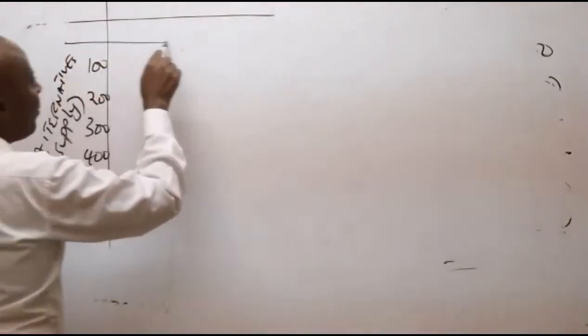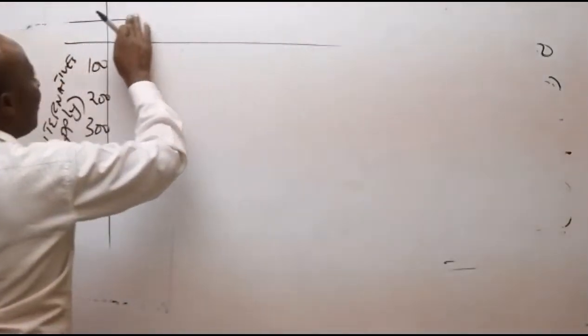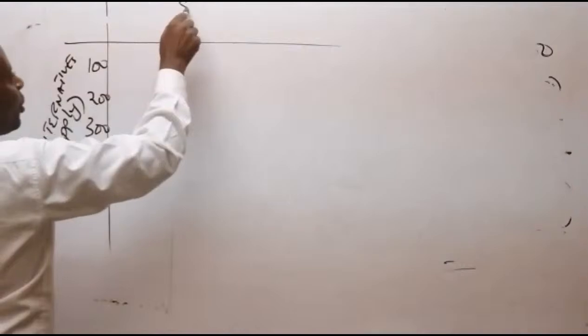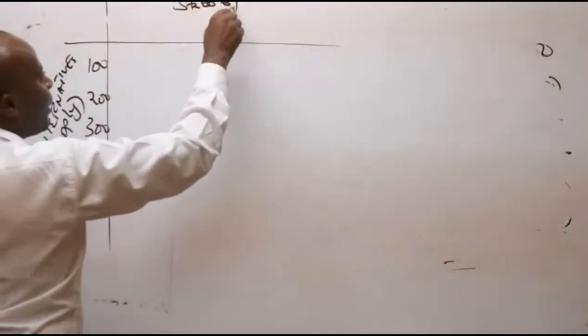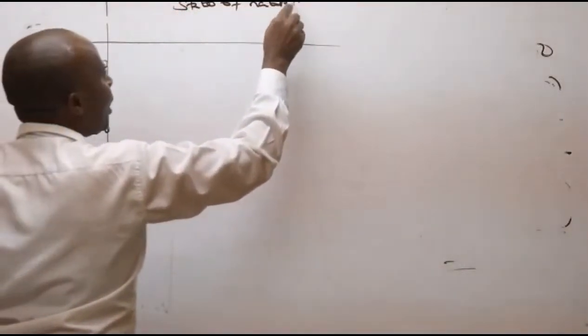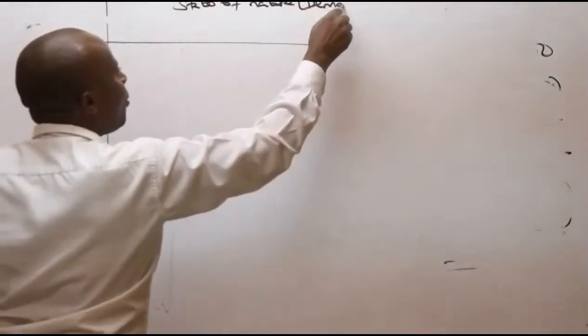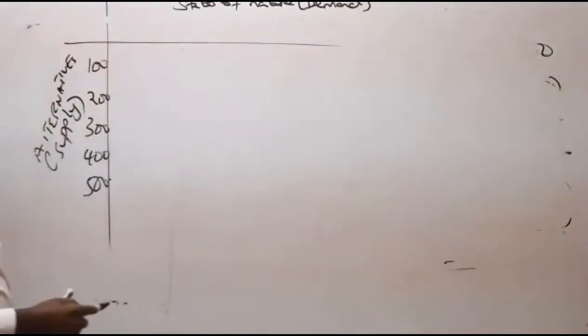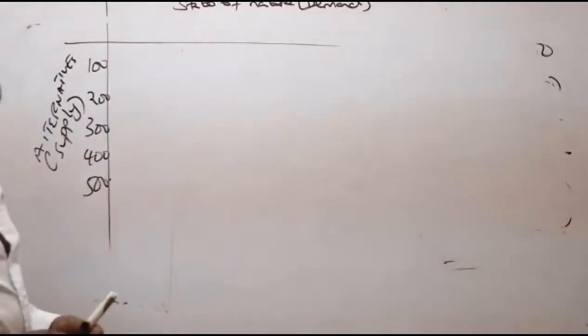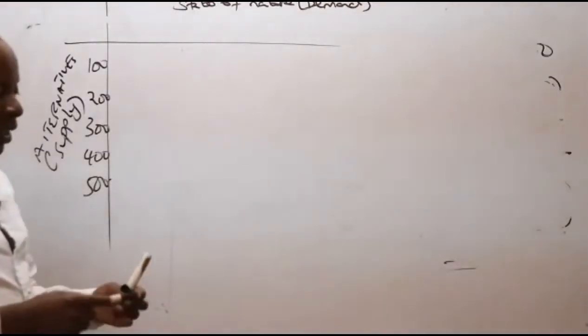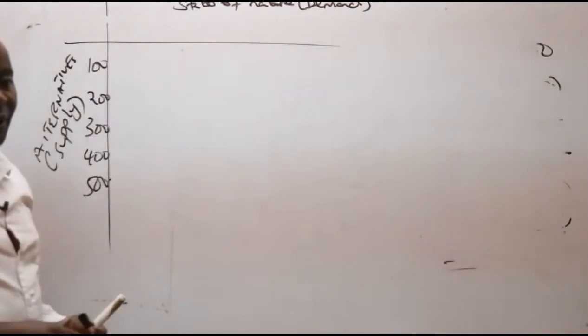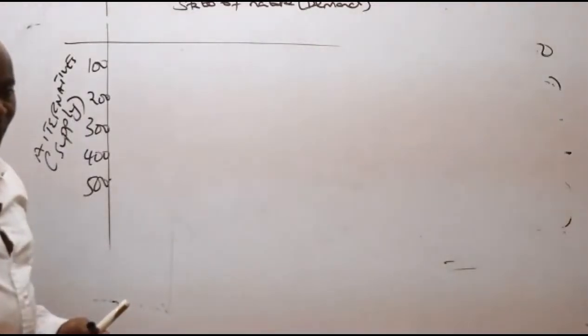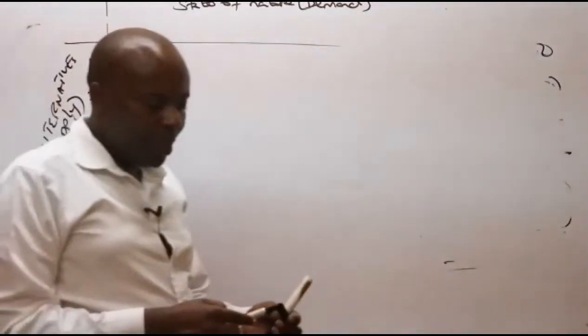And then remember, ladies and gentlemen, here we have what we call states of nature. States of nature will be what we are not able to control. So our states of nature will be what here? Will be demand. States of nature here will be demand.